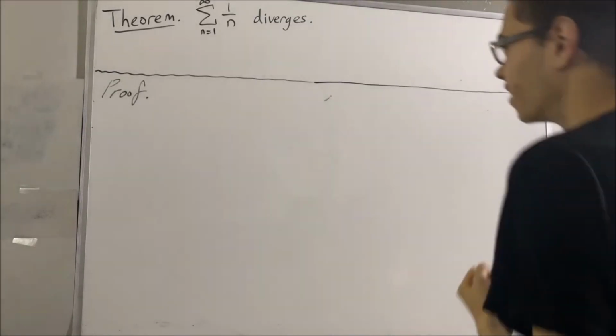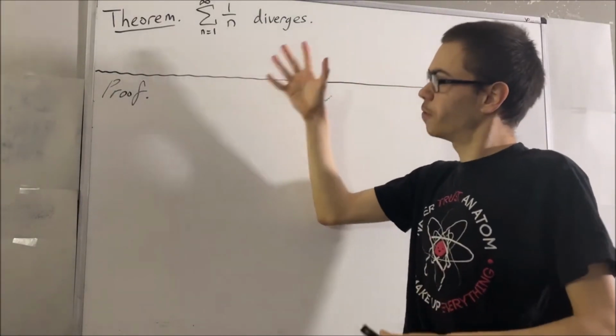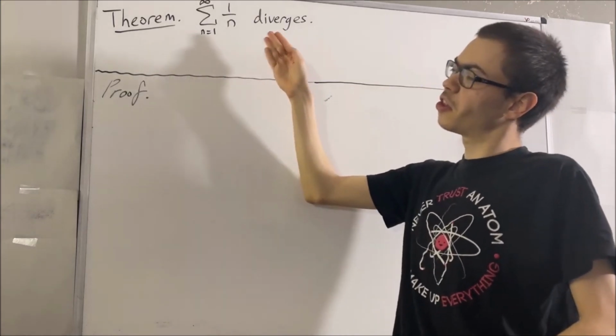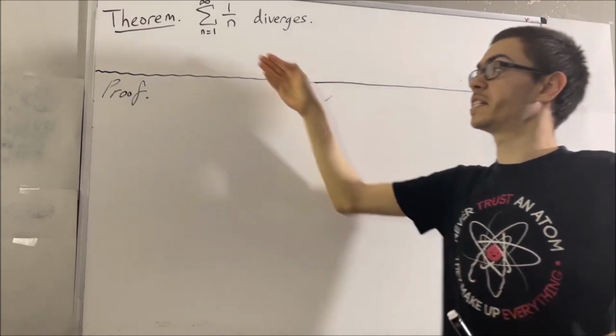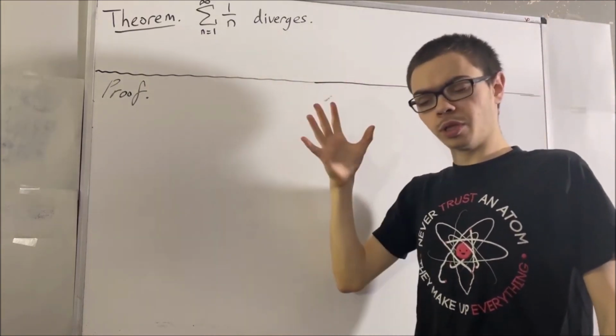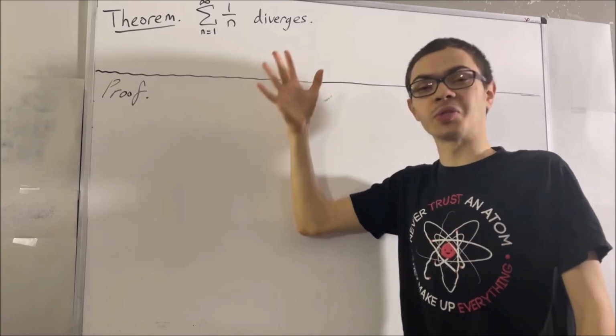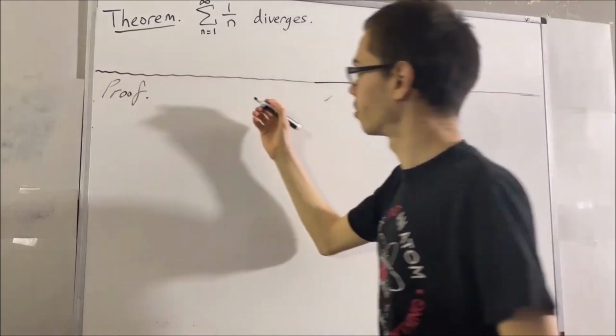Hello! In this video, we are going to prove the following theorem. The harmonic series diverges. Okay, now to show that a series diverges, what we can do is show that the sequence of partial sums diverges.